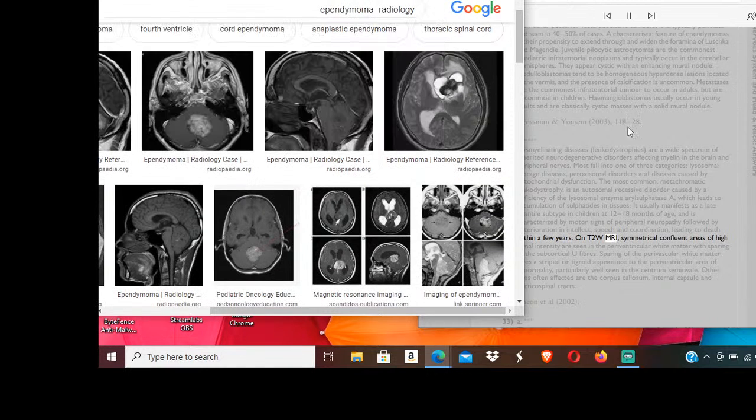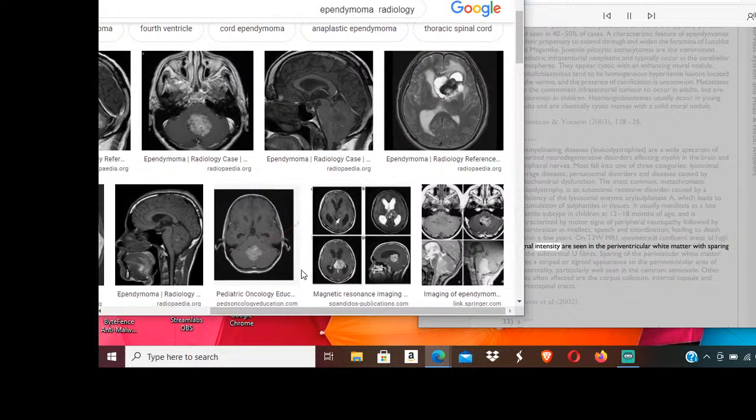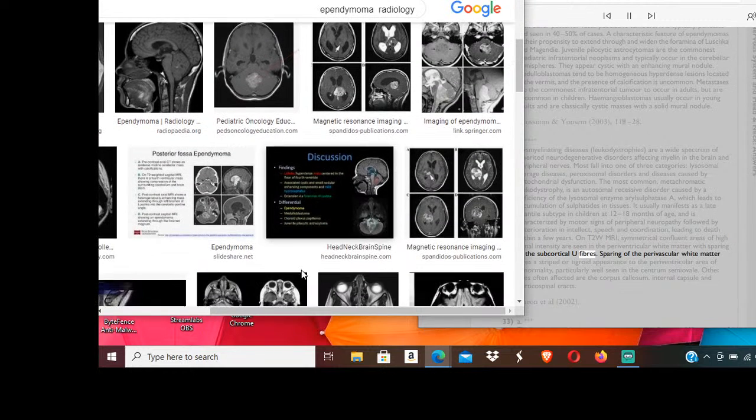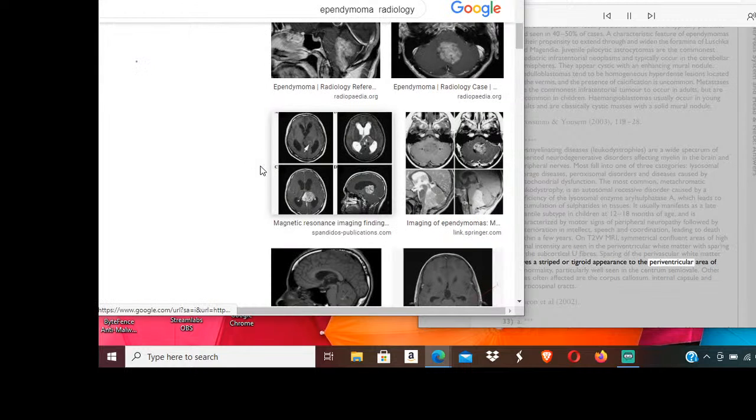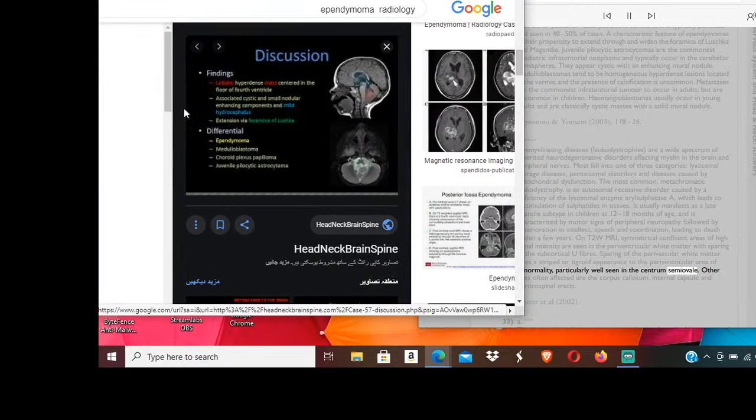On T2W MRI, symmetrical confluent areas of high signal intensity are seen in the periventricular white matter with sparing of the subcortical U fibers. Sparing of the perivascular white matter gives a striped or tigroid appearance to the periventricular area of abnormality, particularly well seen in the centrum semiovale. Other sites often affected are the corpus callosum, internal capsule, and corticospinal tracts.